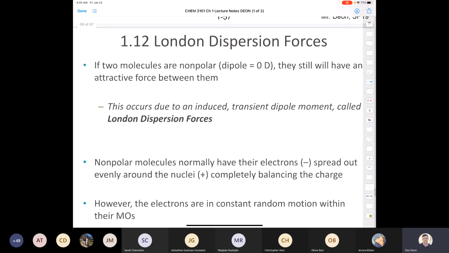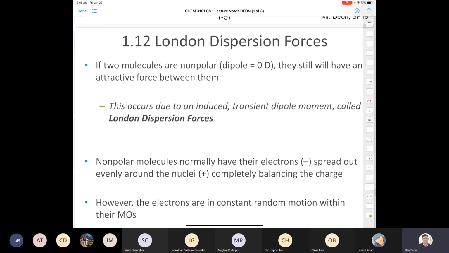And let's move on to the most elusive of all of the intermolecular forces, the elusive London force. London forces, for some reason, seem to be the most difficult for students to understand. But if you have two molecules that are nonpolar, zero Debye, they still have a small attractive force between them.